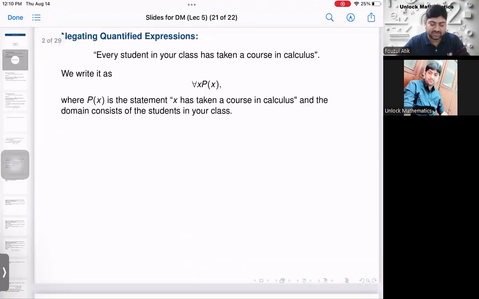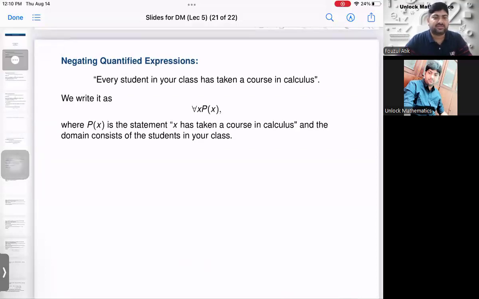In today's class, we'll start with some expressions which involve these quantifiers, and if you find the negation of them, what will happen in that case? So, negating quantified expressions, right? Now look at this example.